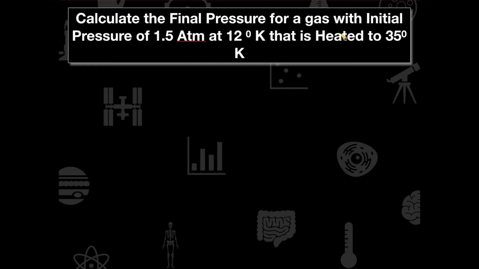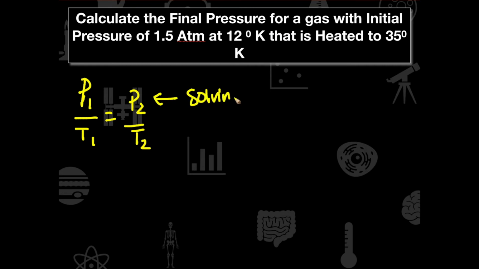Calculate the final pressure for a gas with an initial pressure of 1.5 atmospheres at 12 degrees Kelvin that is heated to 35 degrees Kelvin. We're going to do P1 over T1 is equal to P2 over T2. Again, we're calculating for P2. This is what we are solving for. So let's go through and do this one together.